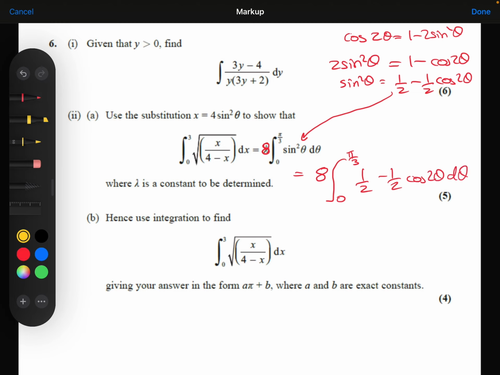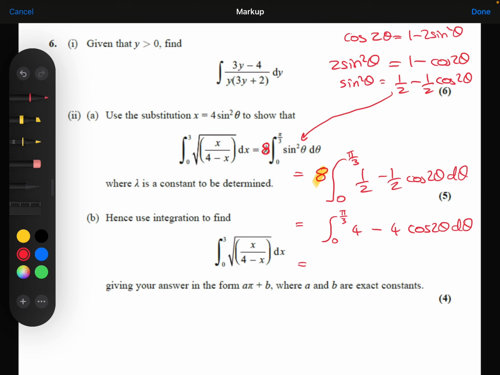Now, rather than me having to deal with these halves, I'm actually just going to multiply through by 8 here. Usually putting the 8 on the outside means that you would times by 8 at the end, but I'm going to times through by 8 here, just so I don't have to deal with those fractions. You don't have to. You could carry on working with the fractions and then multiply by 8 at the very end. It's up to you.